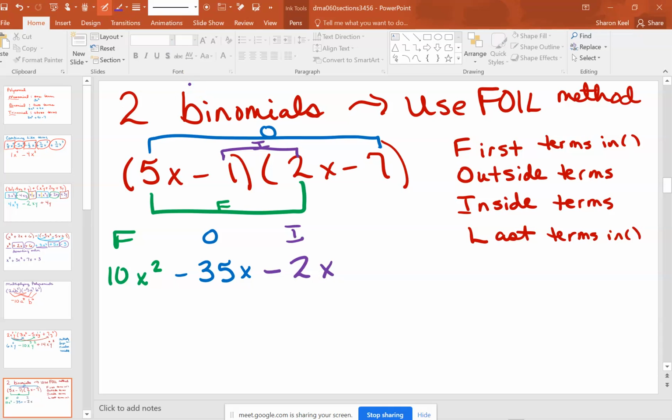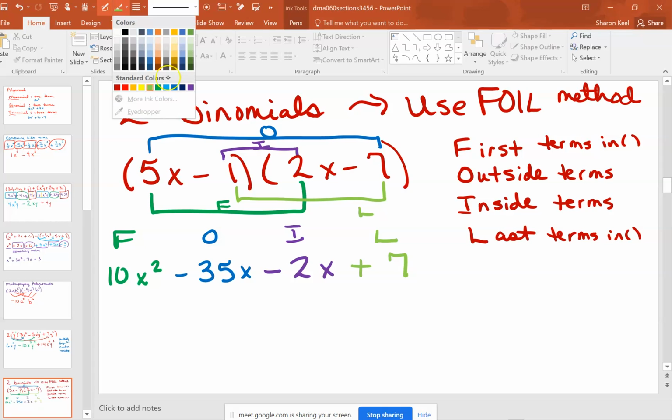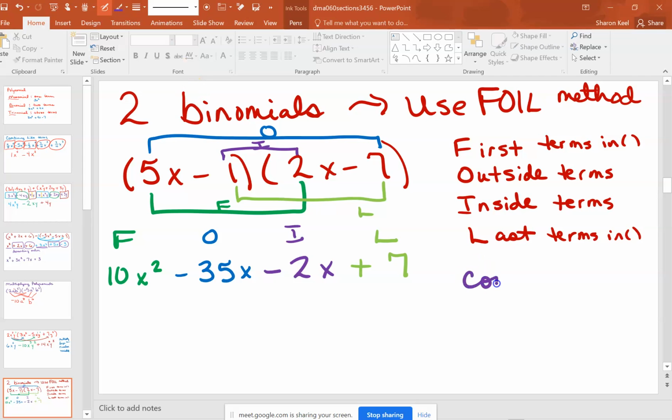And then last, the last is going to be the last term in each parenthesis. So negative 1 times negative 7, negative times negative gives me a positive 7. So when you FOIL, you multiply first, outside, inside, last. And then all we're going to do now is I'm going to write down combine like terms.